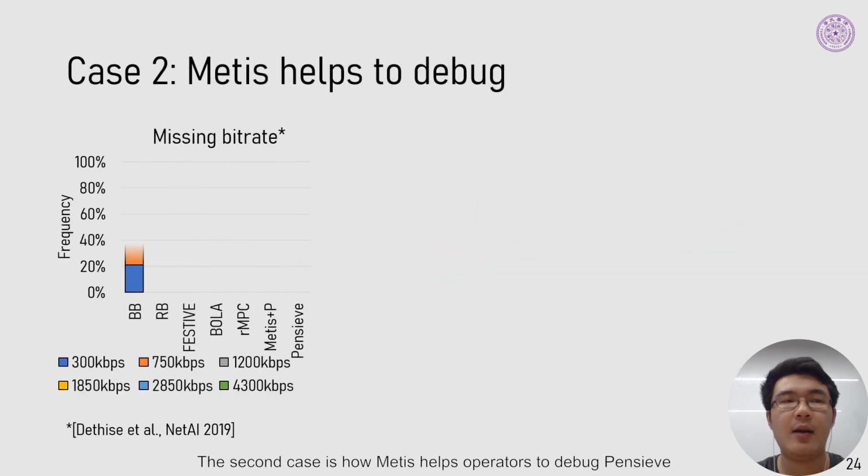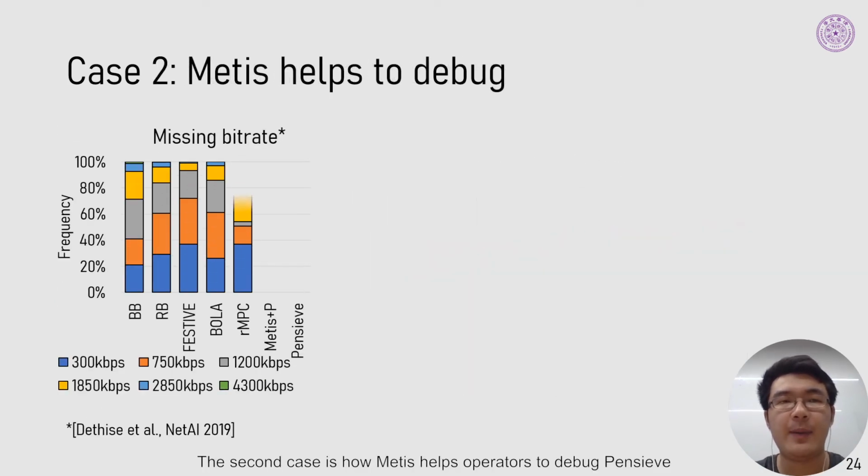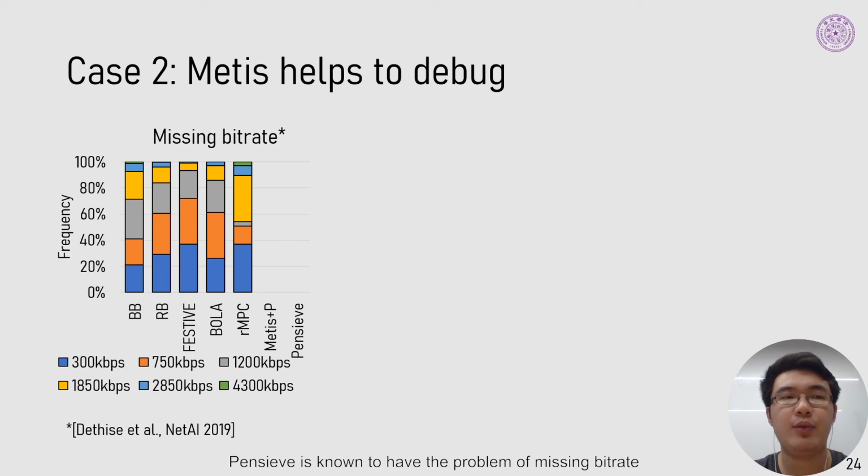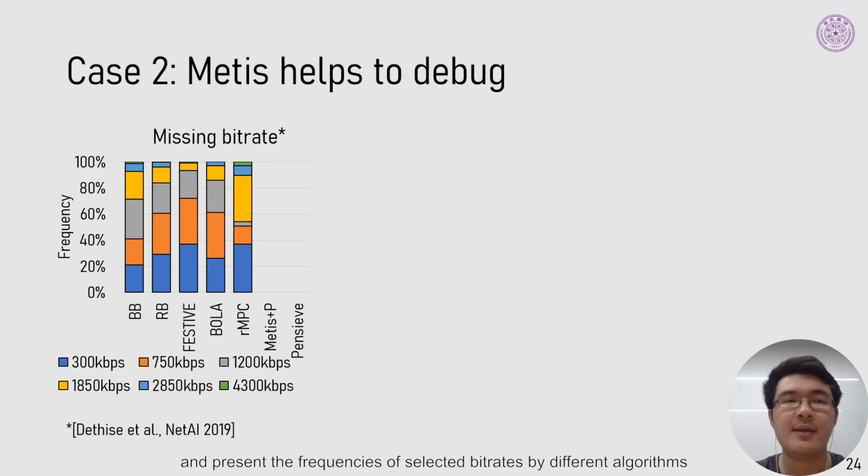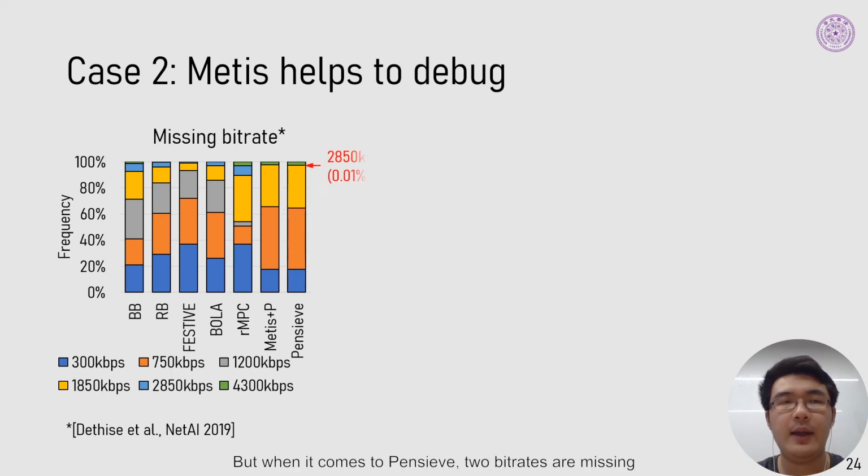The second case is how Mattis helps operators to debug Pensive. Pensive is known to have the problem of missing bit rate. We reproduce this problem in our experiments and present the frequencies of selected bit rates by different algorithms. But when it comes to Pensive, 2 bit rates are missing, with an extremely low probability to be chosen. This phenomenon has also been mimicked by Mattis.